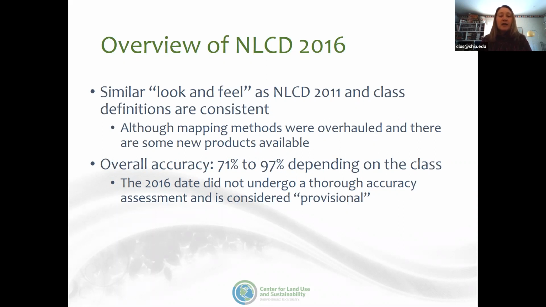Couple things to keep in mind: the overall accuracy of the categorical land cover maps with NLCD 2016 is 71 to 97%, depending on the class. This is an improvement over NLCD 2011. It's also important to keep in mind that the 2016 date did not go through a thorough accuracy assessment, and so the USGS considers this product provisional. However, the previous dates did go through an accuracy assessment.